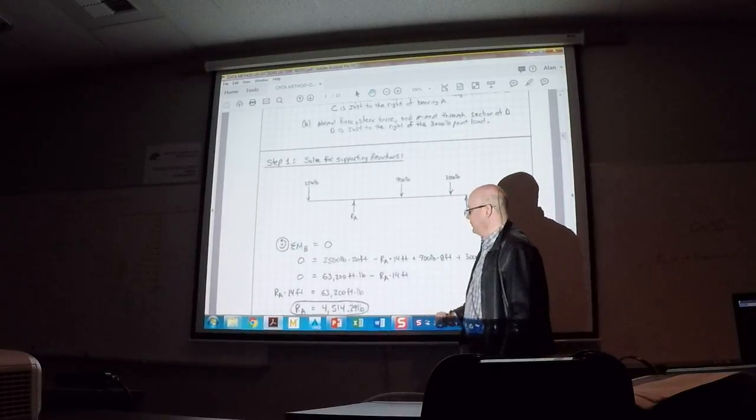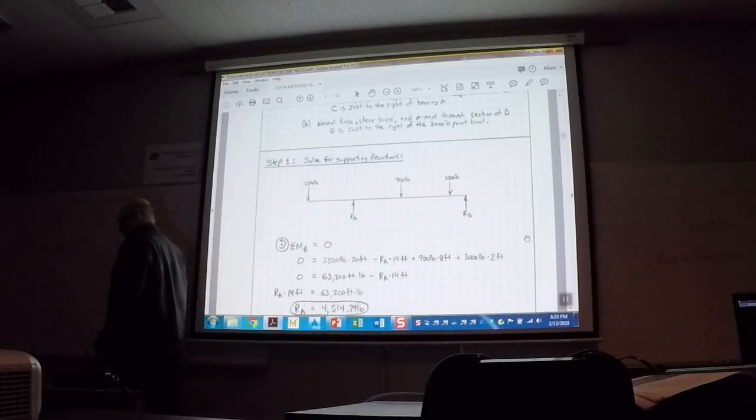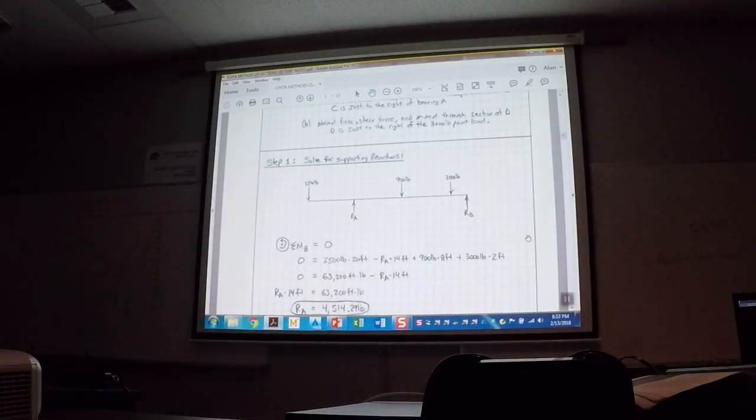Thumb coming out of the board. That is how I'm making decisions about whether it's a plus or a minus. This reaction at A is going the opposite way. That would be counterclockwise, which would be positive, and clockwise negative. This force right here is causing this to try to come around this way, and it has 2 plus 12, it's 14 feet over. So that's why I put a minus sign in there.